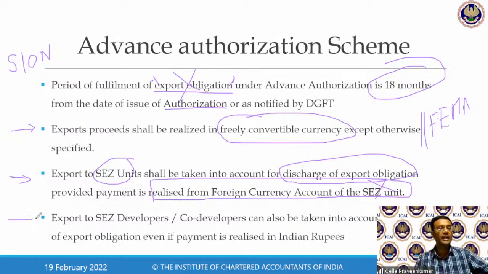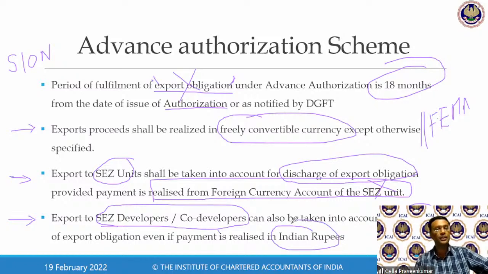Now, alternative to your SEZ unit, I have an SEZ developer or a co-developer. Now, this is an exception. In case of an SEZ developer or co-developer, when Priya sells those goods to the SEZ developer or co-developer, it will be considered for discharge of export obligation, even if the payment is realized in INR. So they say that for an SEZ unit, foreign currency. For an SEZ developer or a co-developer, it need not be in foreign currency, even INR is good enough.